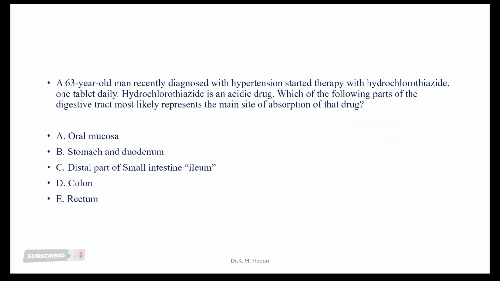Okay, practice question for the pharmacokinetic. We have a 63-year-old man recently diagnosed with hypertension. Started therapy with hydrochlorothiazide, 1 tablet daily. Hydrochlorothiazide is an acidic drug. Which of the following parts of the digestive tract most likely represents the main site of absorption of that drug? Oral mucosa, stomach and duodenum, distal part of small intestine, ileum, colon, or rectum.